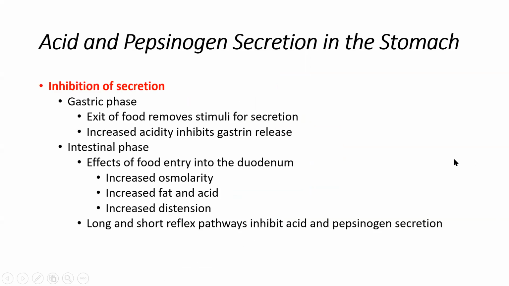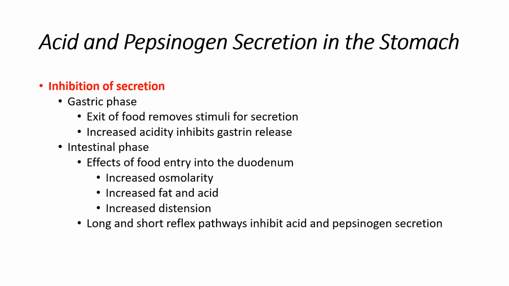Okay, let's talk about the inhibition of secretion. So how do we kind of cut this off, right? Remember that when we stop eating food, we need to cease these signals. Let's talk about how that is brought about. So the gastric phase is inhibited when food exits the stomach. And so the increased acidity also inhibits gastrin release. So they're kind of two stimuli here. The movement of food through the pyloric sphincter down into the small intestines, as well as excess acidity. So if the stomach becomes increasingly acidic, that is going to be kind of a negative feedback signal to shut off that acid secretion.